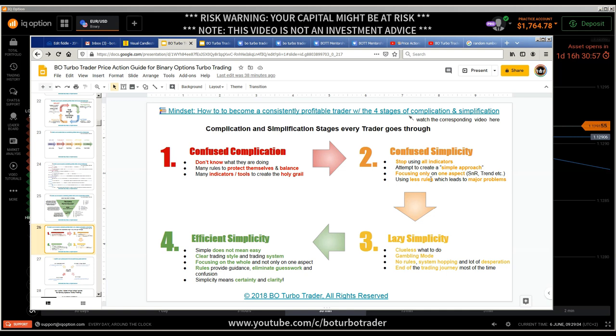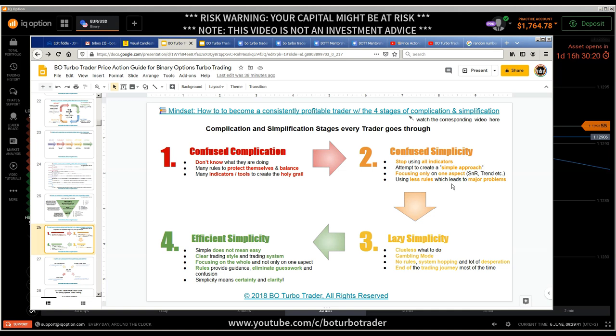So here, focusing only on one aspect is also really important, because people tell you trend is your friend, and then they trade only the trend, but forget that there is a support and resistance level. Or they trade the support and resistance level and forget that there is a trend, or they trade only the candlestick patterns, or only the rejection. Always only one concept, one aspect.